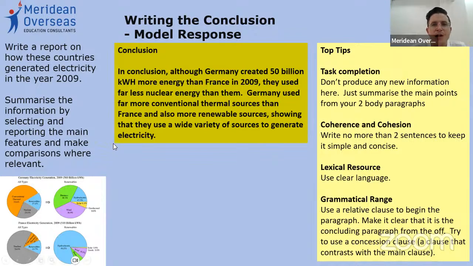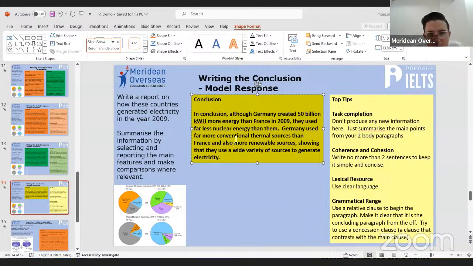I should probably say they used. Yeah. If I was to improve that, actually, I would change that to say they used, past tense, a wider variety of sources to generate their electricity.